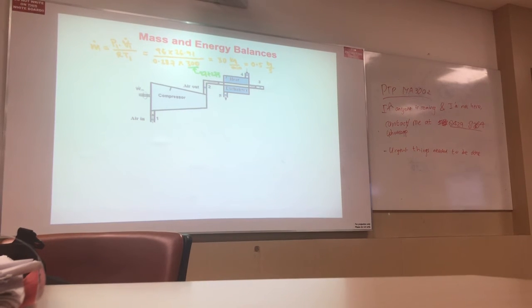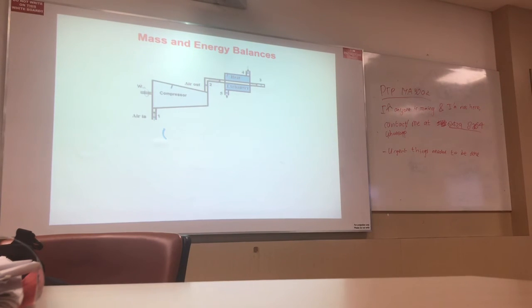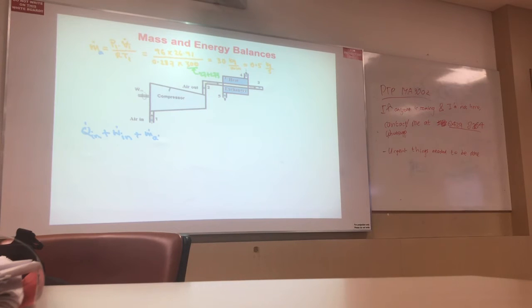So what is the energy balance between 1 and 2? Tell me what I can write. I write the basic: Q dot in plus W dot in, plus m dot air times (h1 plus V1 squared by 2 plus g z1), is equivalent to Q dot out plus W dot out plus m dot air times (h2 plus V2 squared by 2 plus g z2), this is at 2, right?